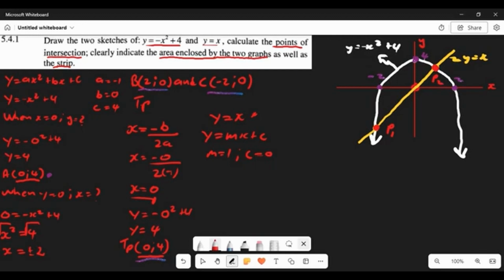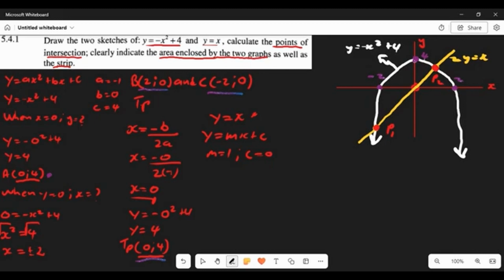So these points, they do have x and y. So when they say calculate the point of intersection, they want us to find the coordinates of those points there. So let's find those points.